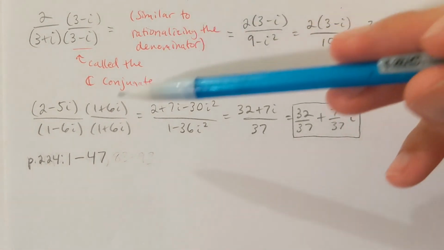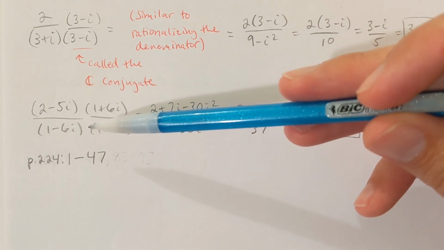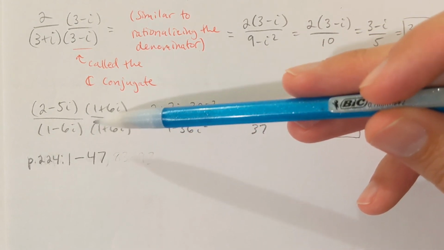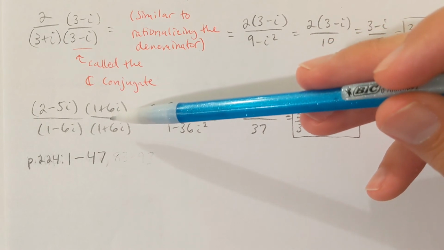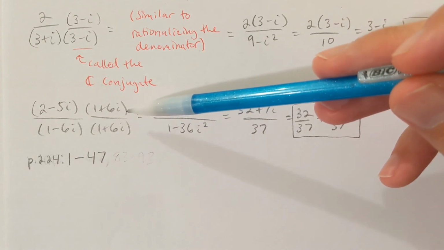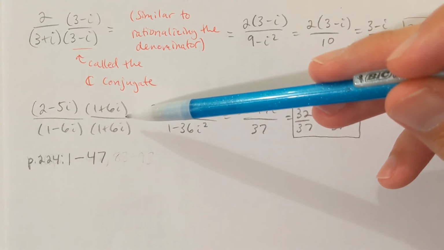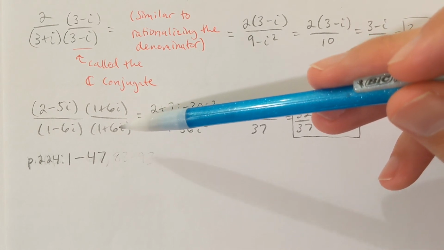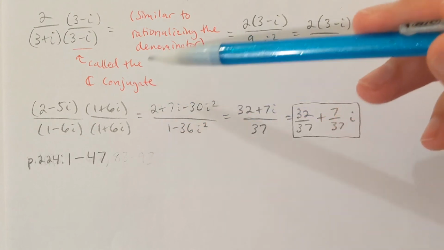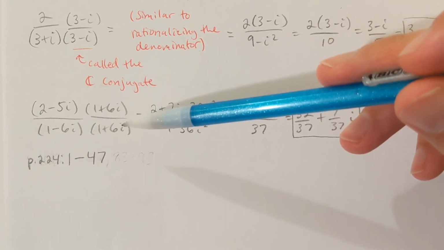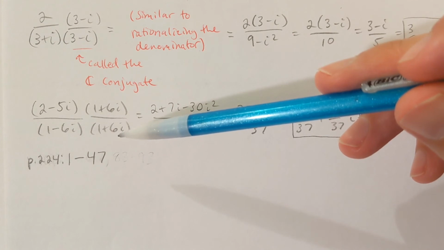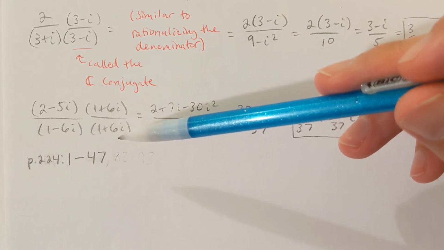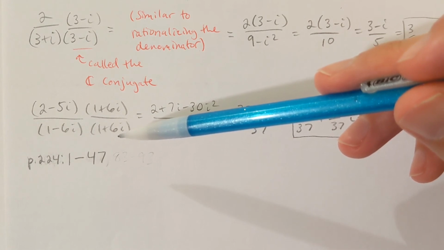If I take 2 minus 5i divided by 1 minus 6i, well, the complex conjugate of 1 minus 6i is 1 plus 6i. So let me multiply by 1 plus 6i divided by 1 plus 6i. There's no harm in doing that. I'm just multiplying by 1. The trick in division is always to multiply the top and bottom by the complex conjugate of the denominator.